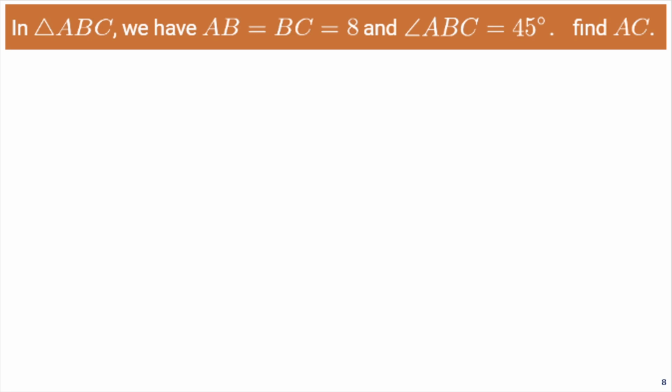In triangle ABC, we have AB equals BC equals 8, and angle ABC equals 45 degrees. Can you find the length of AC?